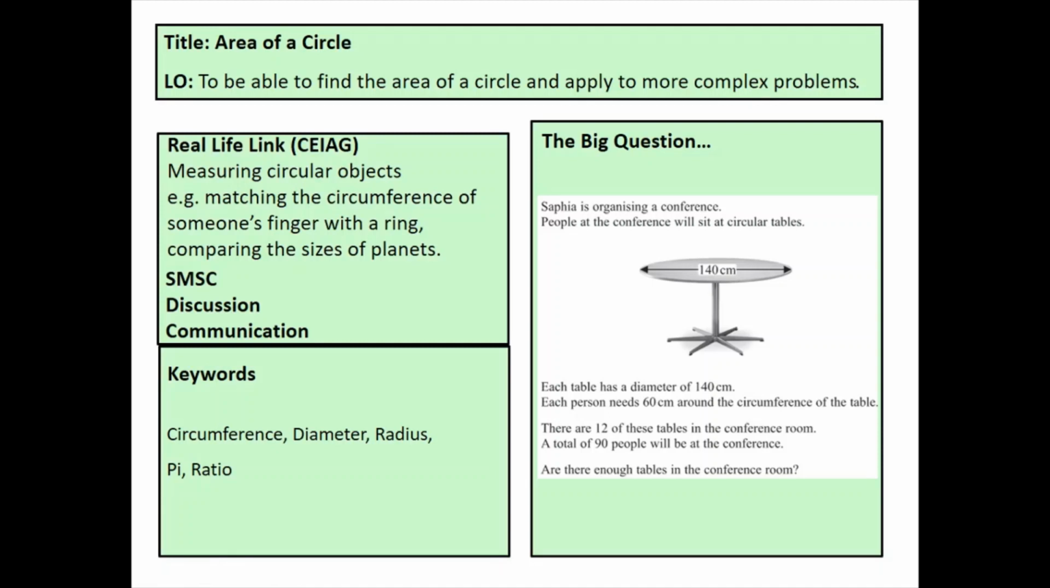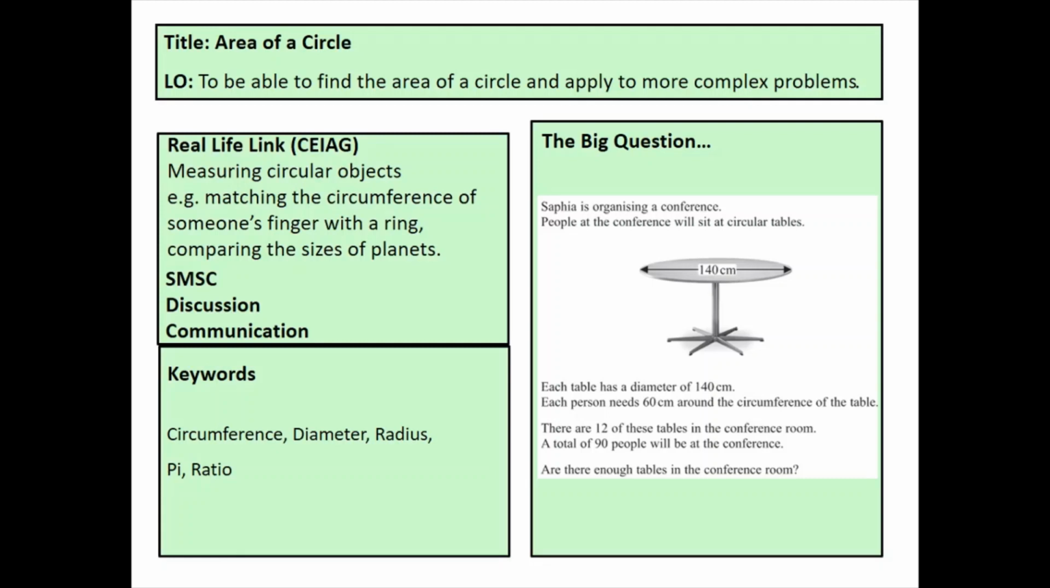Okay, so this is lesson 2 on circles. We're looking today at area of a circle. So the lesson objective today is to be able to find the area of a circle and to begin applying this to more complex problems.